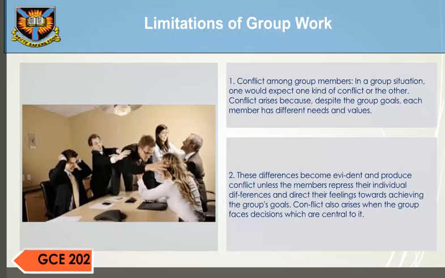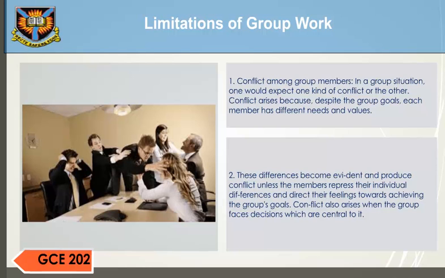1. Conflict among group members. In a group situation, one would expect one kind of conflict or the other. Conflict arises because despite the group goals, each member has different needs and values. These differences become evident and produce conflict unless the members repress their individual differences and direct their feelings towards achieving the group's goal.